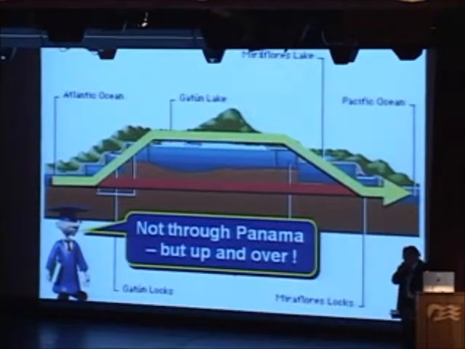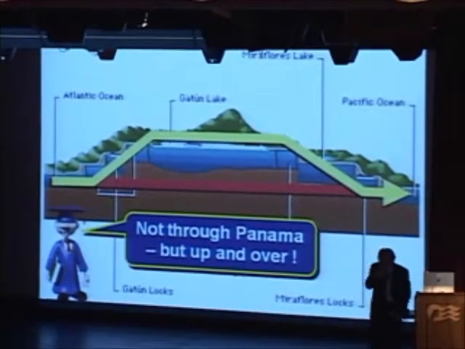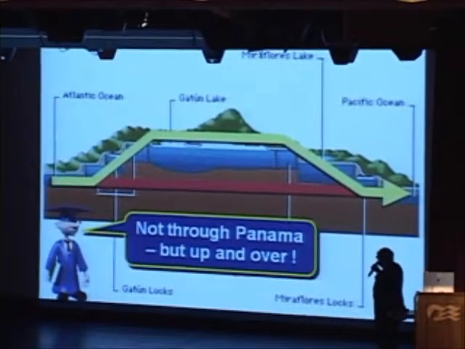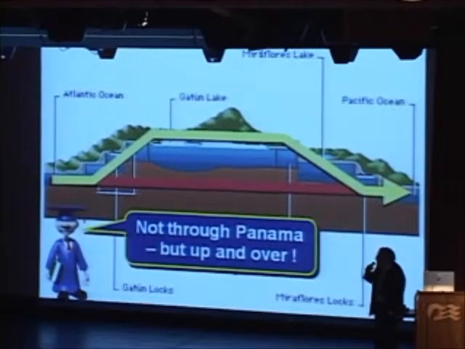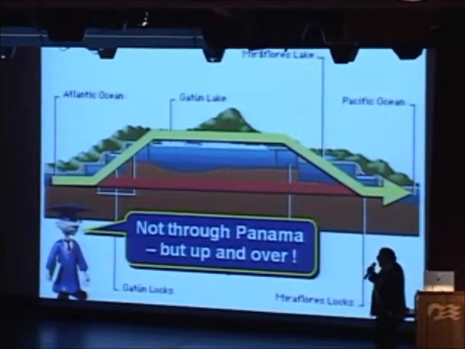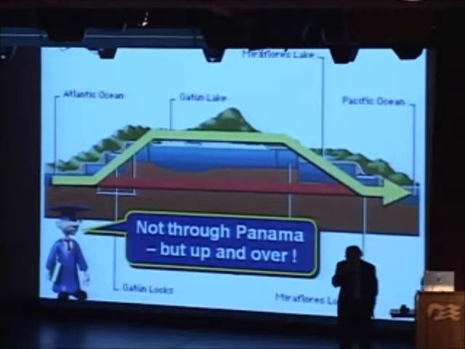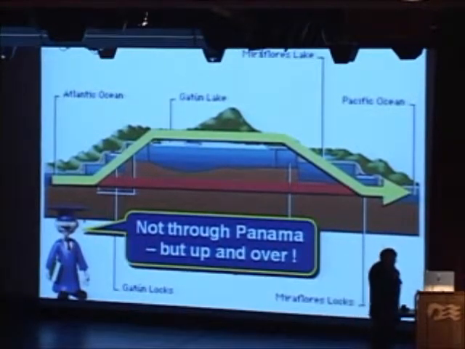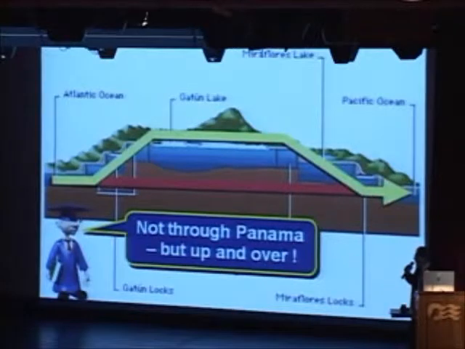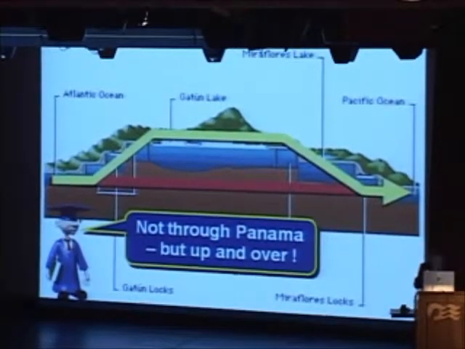We'll be going up 85 feet in total, going from the Pacific Ocean to the level of Gatun Lake, and then 85 feet down to the level of the Atlantic Ocean. Sea level of the Atlantic and Pacific Oceans is basically the same. The tidal ranges are different, but the sea level is the same.